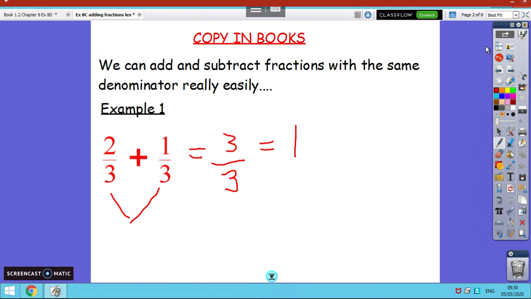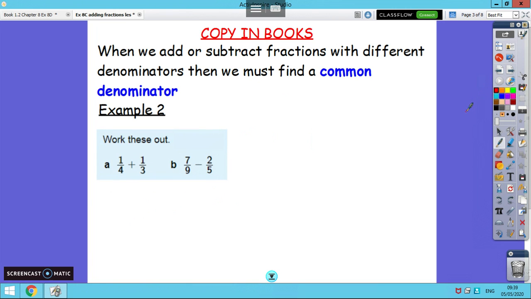Your second example is dealing with different denominators. I'd like you to copy this sentence down. When we add or subtract fractions with different denominators, then we must find a common denominator. And I'd like you to use a highlighter or a different coloured pen, or underline it. I'd like you to underline common denominator. And then after that, I would like you to copy down example number 2.